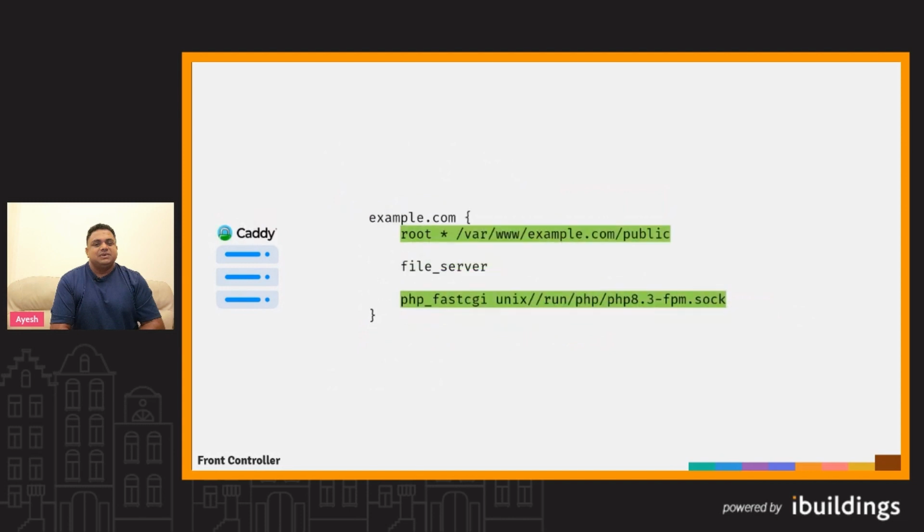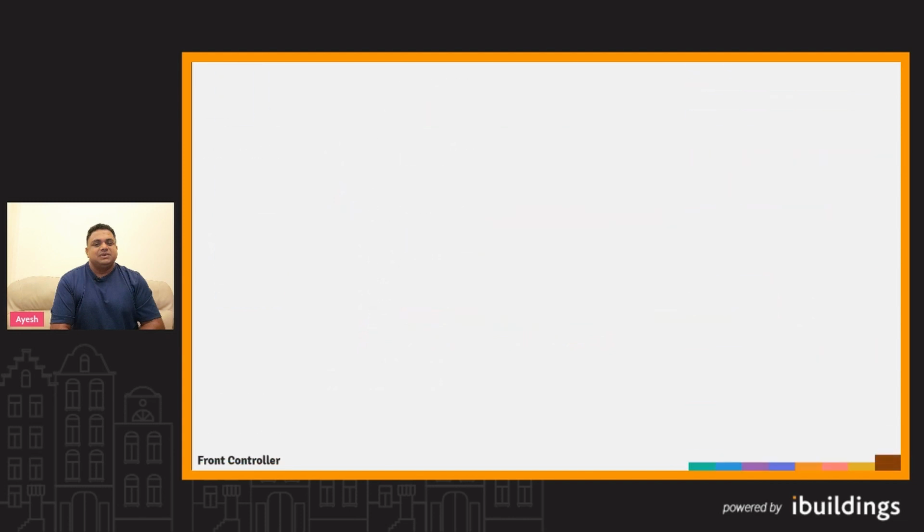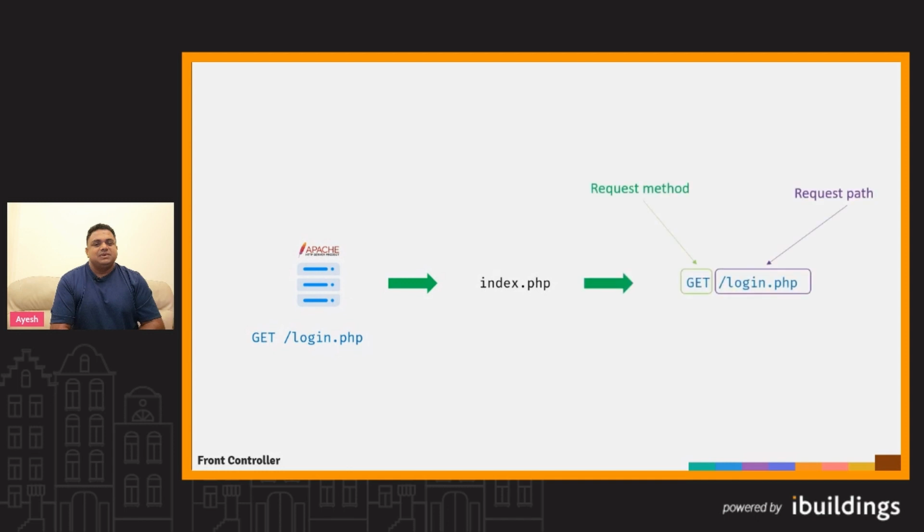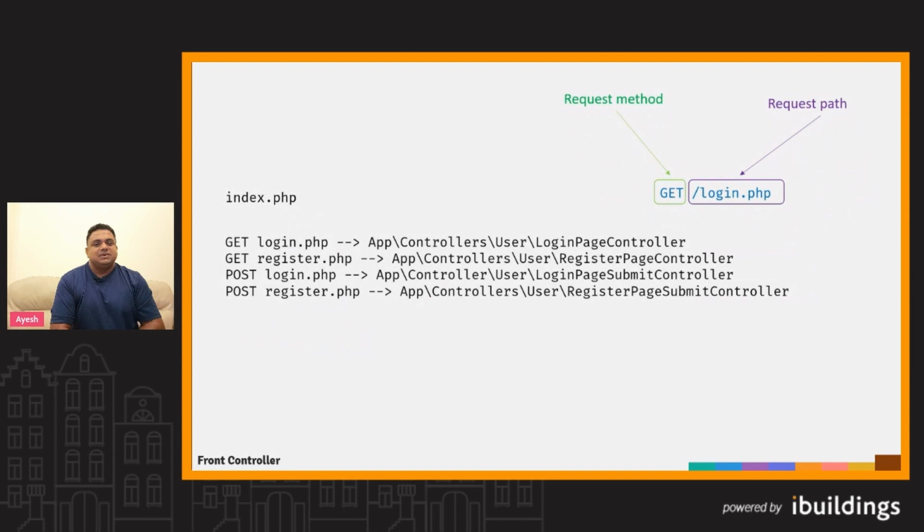Nginx, Caddy server, they also have the same idea: we take a request and then we route it to the index.php file. And from within the PHP script, we look for the request method, and then the request path, and we have a list of routes that we use, and then we send it to a class or a function name. So here we have GET, it matches here. We are telling the GET request to login.php that it's handled by app controllers, uses the login page controller.